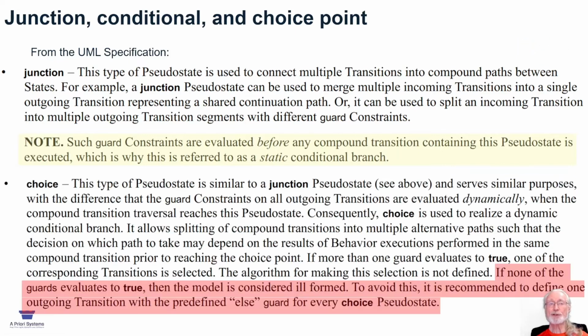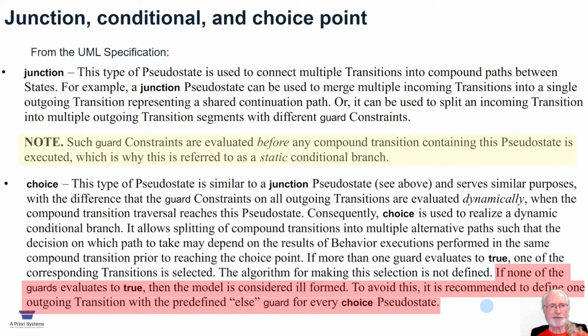This is different than a choice point. In a choice point, the guards are evaluated after the initial actions are taken and you get to the choice point. However, choice points come with a caveat highlighted in red here. If none of the guards evaluates to true, you end up in the choice point and your model is ill-formed. You can't move forward. Your model is just broken. For that reason, I recommend you should never use choice points, because there's a possibility you'll just crash your model.